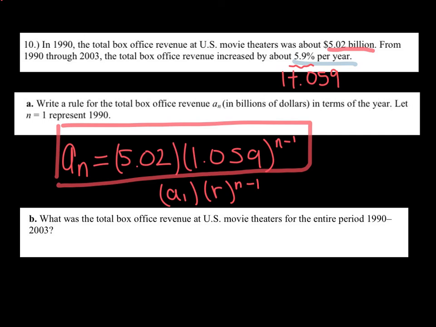So what was the total box office revenue at U.S. movie theaters for the entire period? So from 1990 to 2003, total of 14 years. So when we're finding the sum, we need the ratio, which we have. We need the first term, which we have. So we've just got to plug it in. So we're going to find the sum.